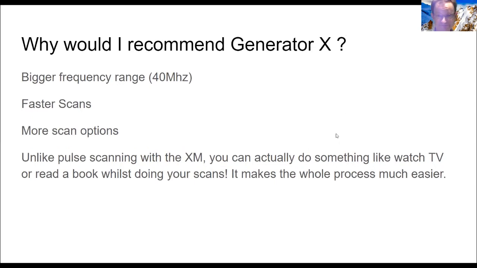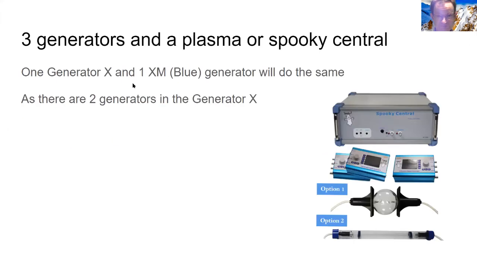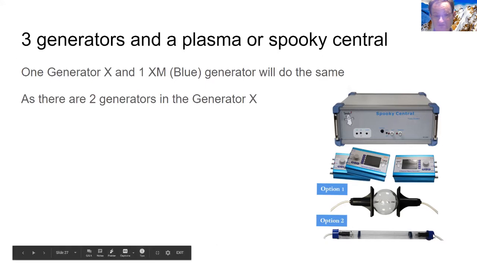Okay, so this is one type of kit. Again, it's using the fabulous Spooky Central and 3 XM generators, and either the Phanetron bulb, which is the round one, which is great for targeted work, or the straight tube, which is great for scattered pathogens inside your body.